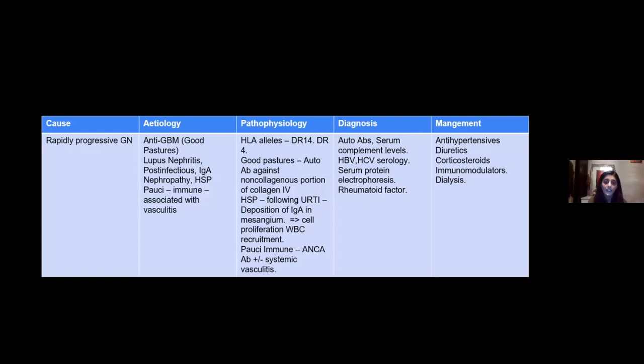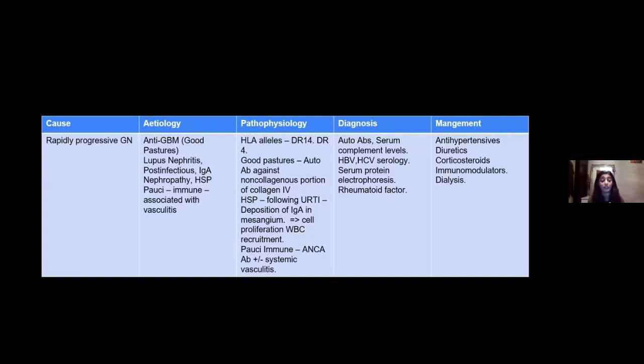So with these kinds of conditions, with rapidly progressive glomerulonephritis, we have HLA alleles which are associated. So we have DR14 and DR4. In Goodpasture syndrome, we have the autoantibodies against collagen 4, the non-collagenous portion of the collagen.